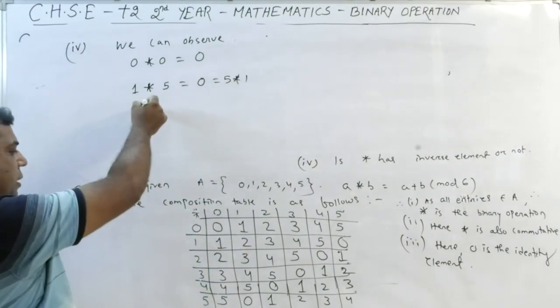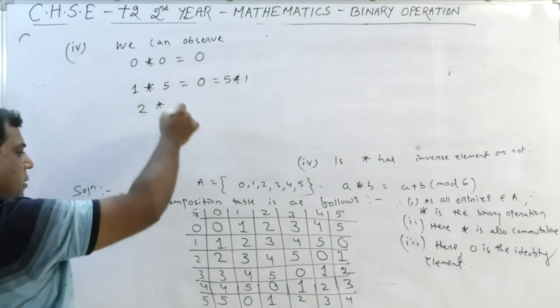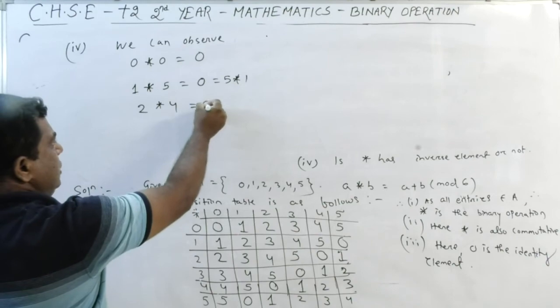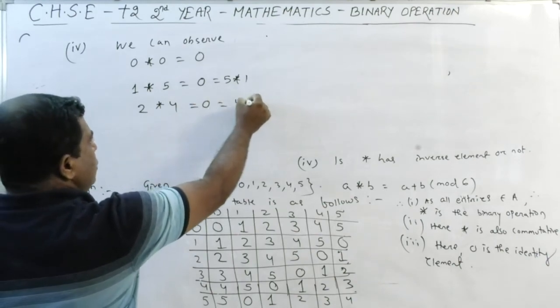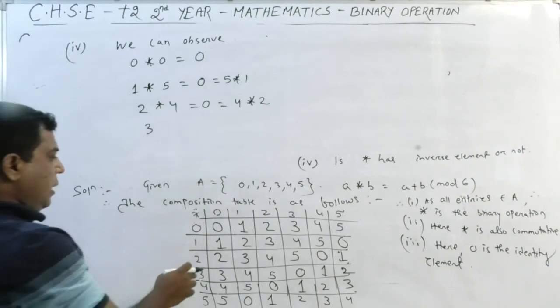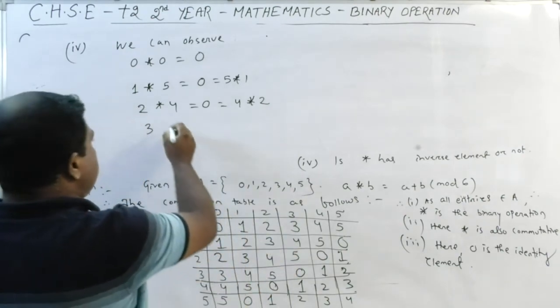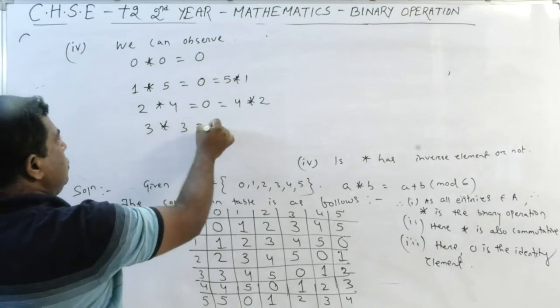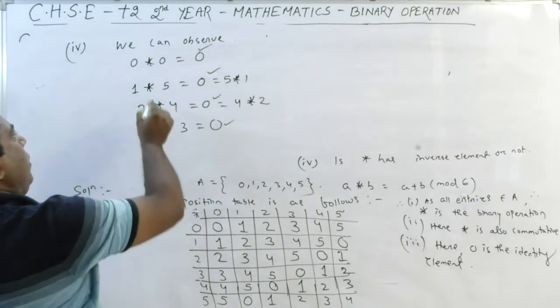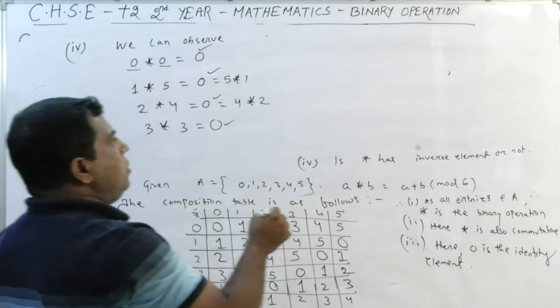And we can write 2 operated with what? 4, and it is equal to 0, and it is equal to 4 star 2. And 3 operated with which element? 3 operated with itself equal to 0. So we are getting the identity element when 0 is operated with 0.